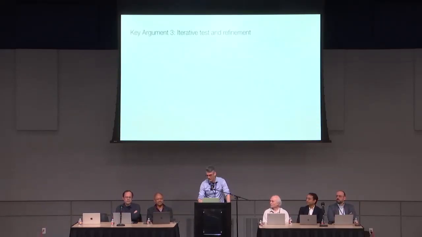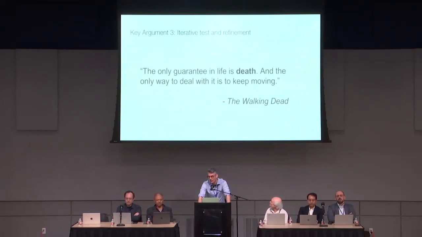So for our last and final argument, I want to talk about a potential solution through iterative test and refinement. And for this, I want to draw inspiration from an overarching theme in the hit TV show, The Walking Dead, which is really that the only guarantee in life is death, and the only way to deal with it is to keep moving. There's wisdom in this for future system designers. So I would argue data-driven design, the question is, does it actually make this worse? I would argue that it makes it better.